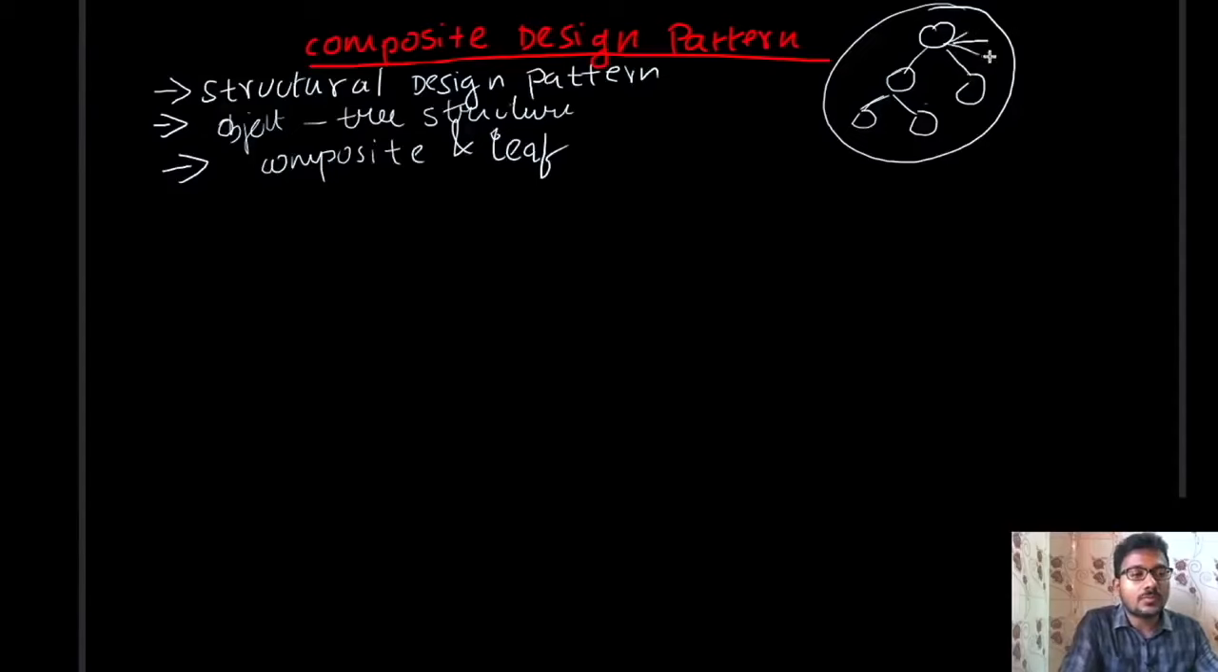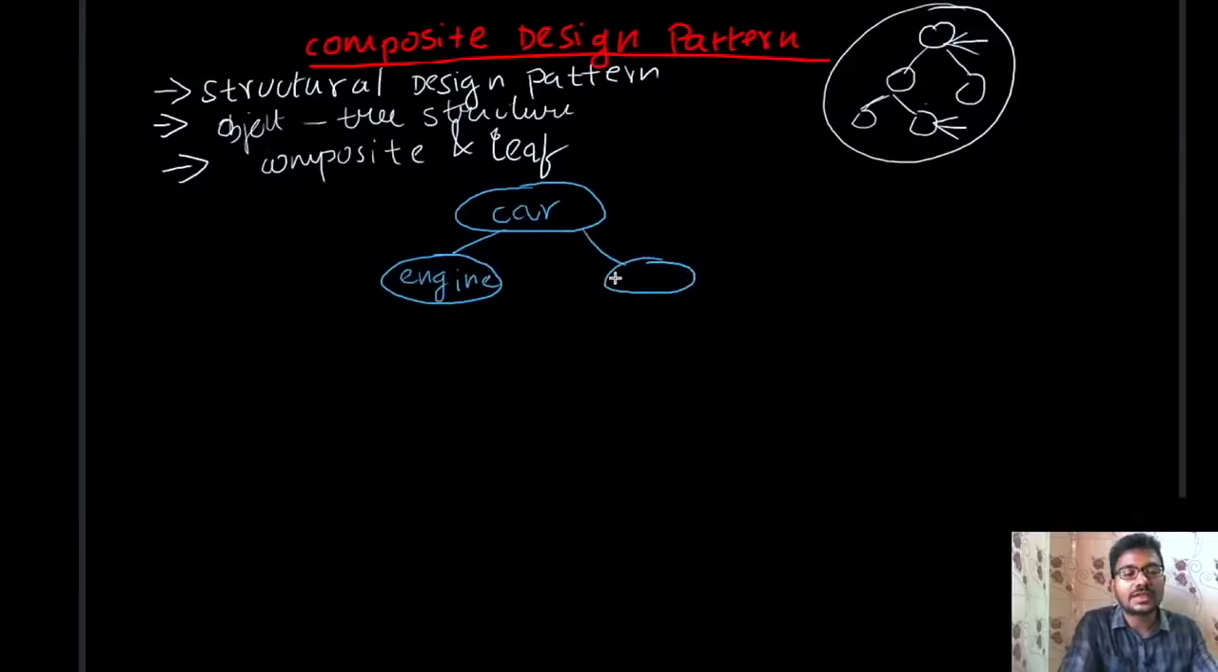So this is called composite and this is called leaf. We will try to explain those things using some real life example. Suppose you are buying a car, then the car would have an engine and then the car would have a tire.